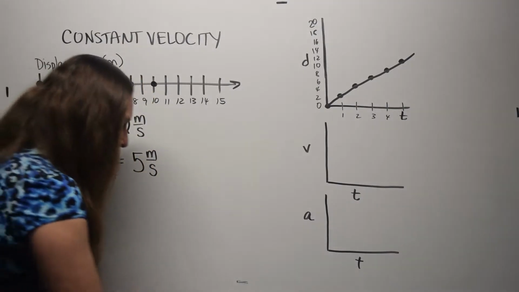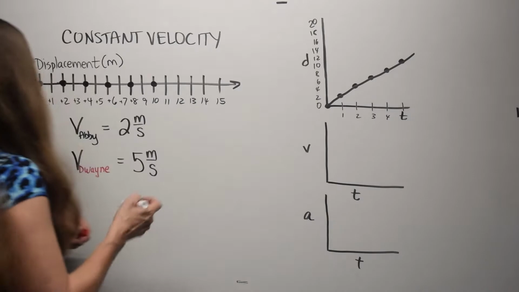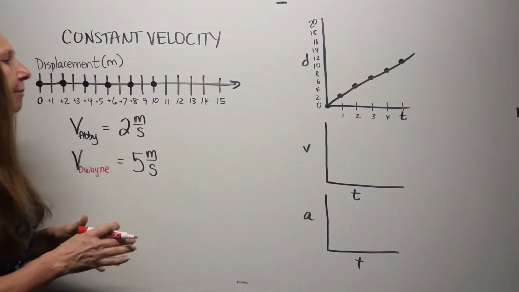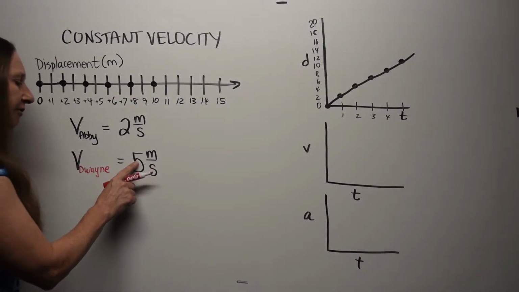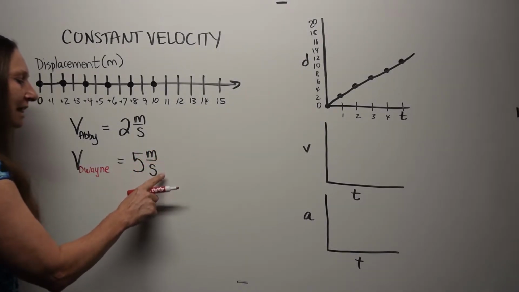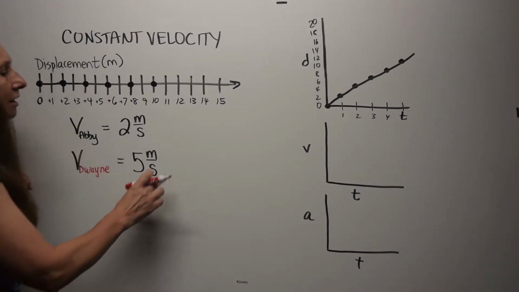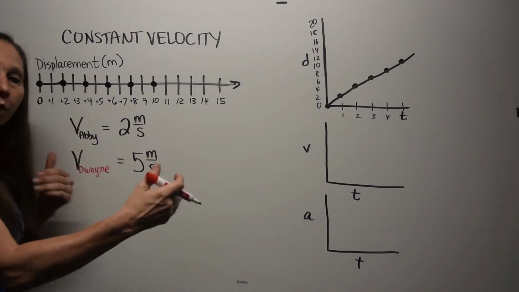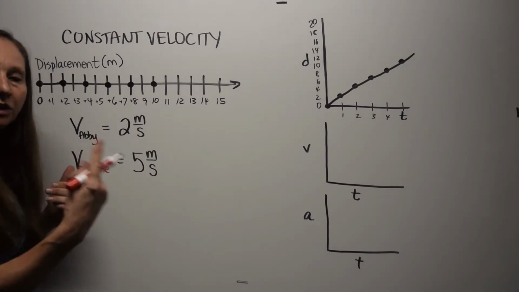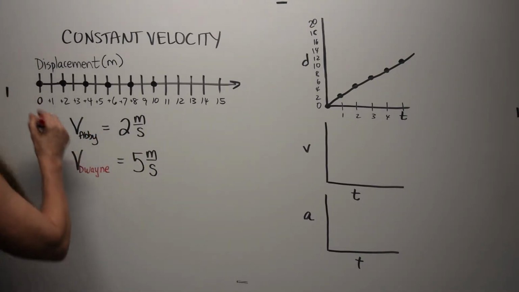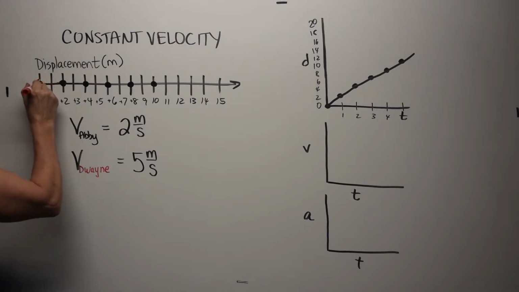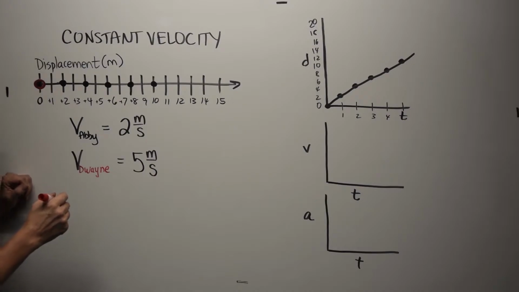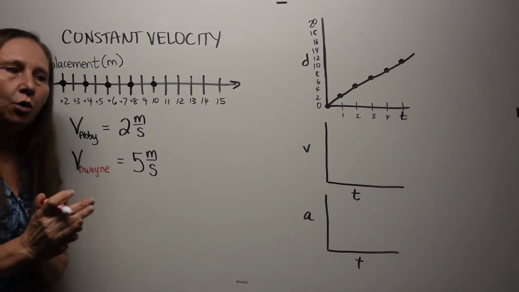Now, let's look at what Dwayne is doing. Dwayne is running. He's going faster than Abby. He's going to cover 5 meters per second. Every second, he's going to go 5 meters. He's going to cover much more displacement in 1 second than Abby does. So we'll start Dwayne here at 0, exactly where Abby started.